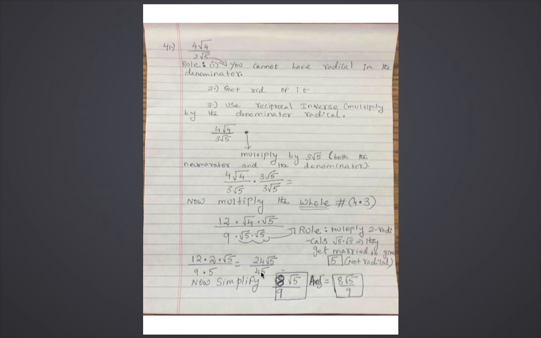And see if you can simplify. Yes, you can. You can simplify by 3, I suppose. So it's 8 radical 5 over 9. So that is your final answer.